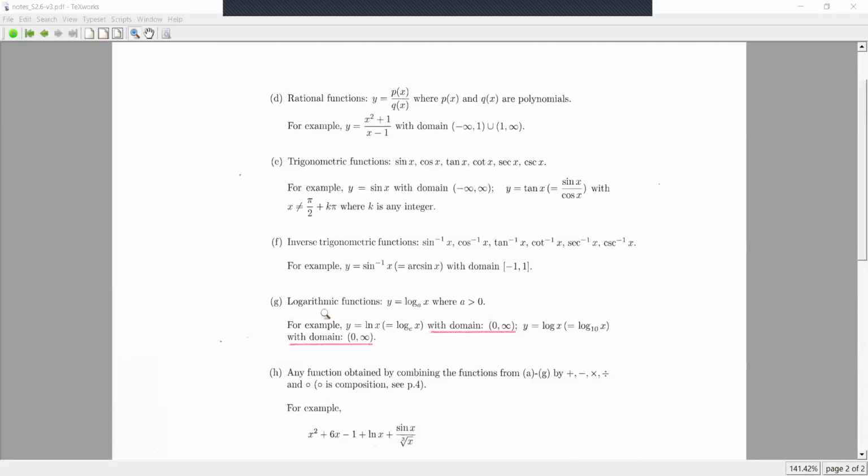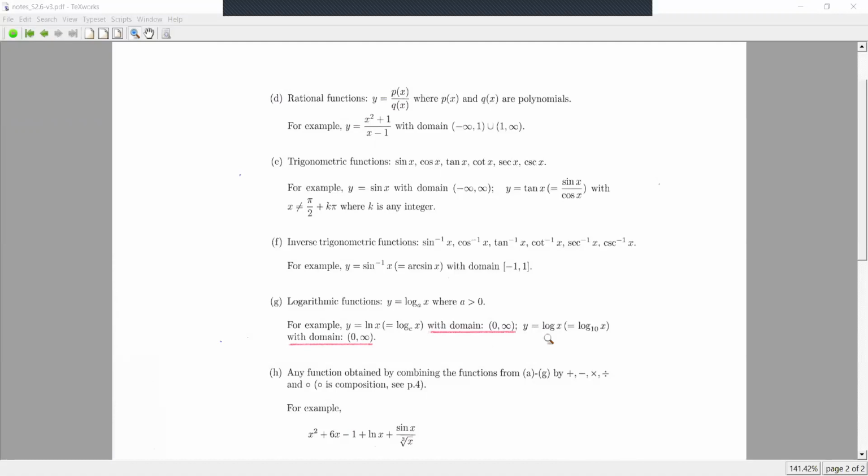G, logarithmic functions. For example, natural log. Natural log, the base is e. E is a number, an irrational number. The number is 2.718 something. The domain of a natural log is any positive number. Natural log cannot take 0, cannot take negative numbers.